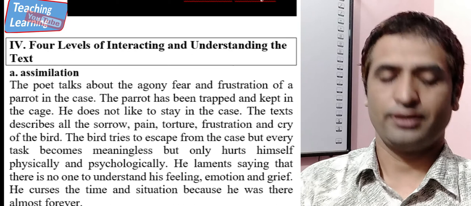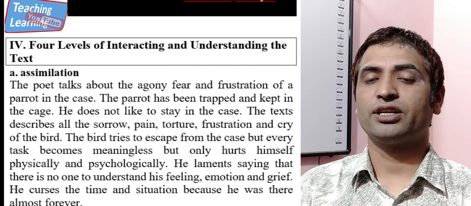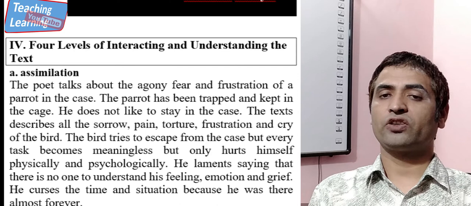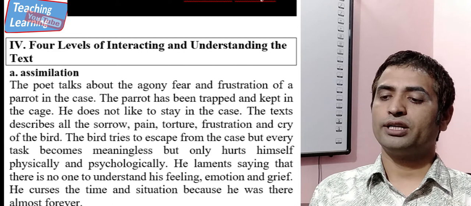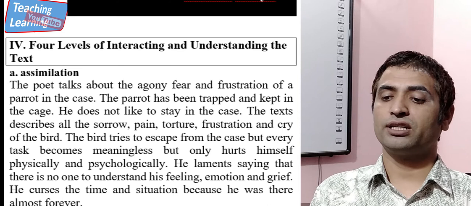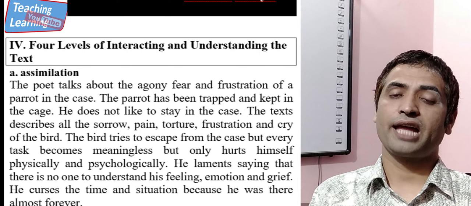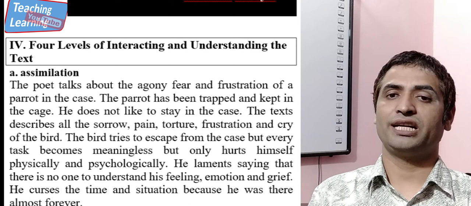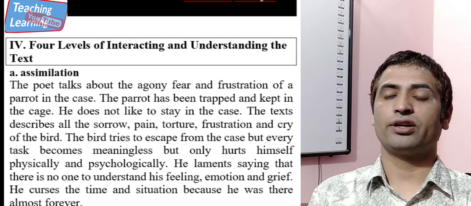This poem is not that confusing or ambiguous. The meaning is very clearly mentioned over here. The parrot is in the cage, and this poem describes clearly the many desires, suffering, sorrow, pain, torture, and frustration. Let's say the cry of the bird. He tries to escape from it, but he cannot. And in this situation, he has expressed his feelings. The poet has beautifully presented his feelings, his suffering, his pain and torture through this poem. This is very interesting.